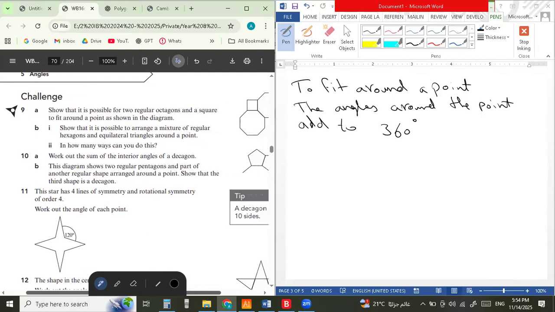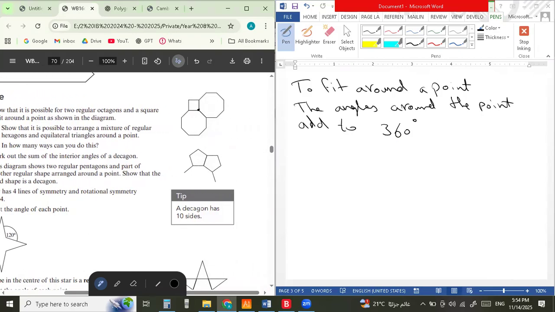Look at this one. Here is the point. If you prove that this, which is 90 degrees, and this, and this, add up to 360, they fit around the point. The angles around the point add up to 360 degrees. This is the most important rule. If you take care of it, you'll be able to solve any question that includes angles around the point. Angles around the point are 360 degrees.